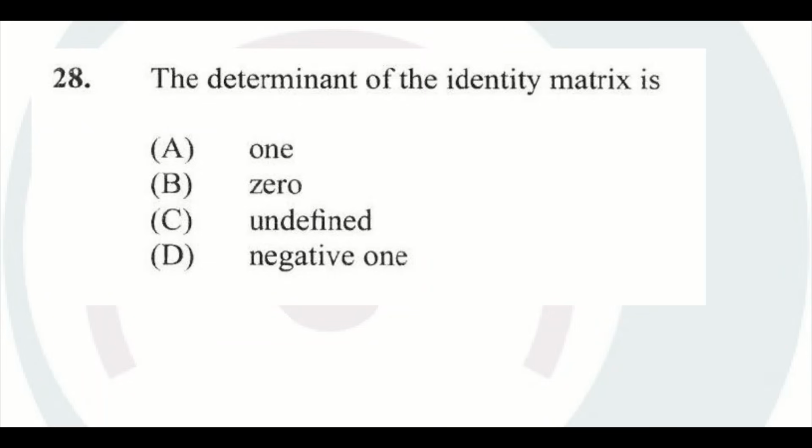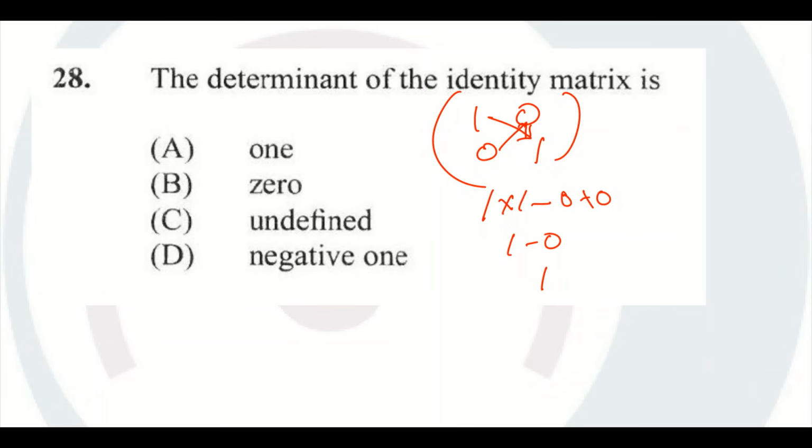Number 28. The determinant of the identity matrix is, and we can write out our identity matrix, a 2 by 2, so 1, 0, 0, 1, and we find our determinant. So 1 times 1 minus 0 times 0, so that's going to be 1 minus 0, which gives us 1. So our answer is going to be A. And we didn't need to work that out, but I'm just working it out for those who want to see how we got that 1.